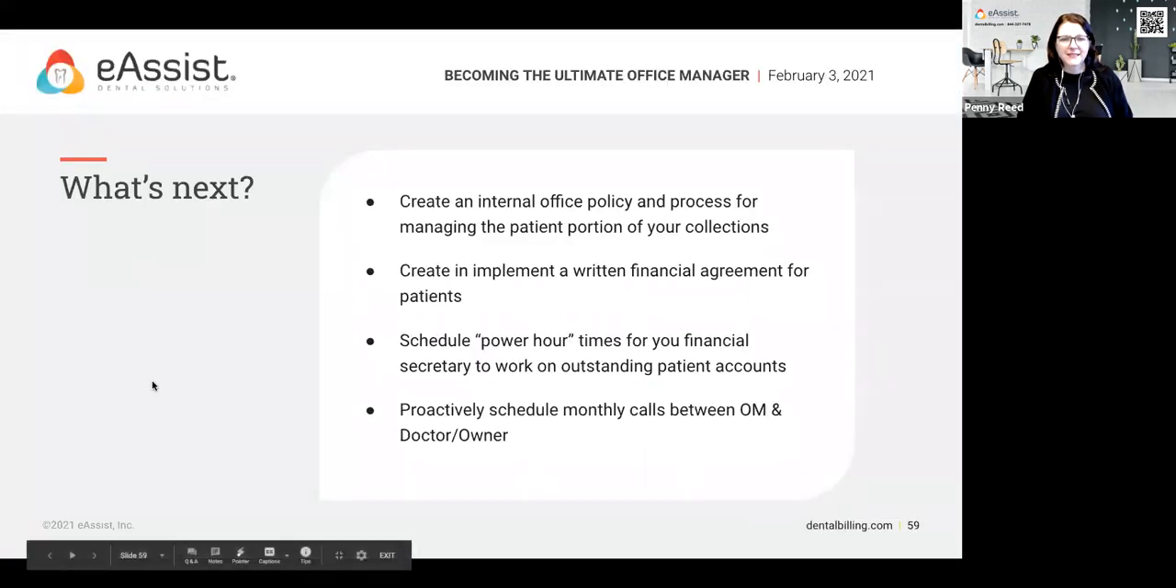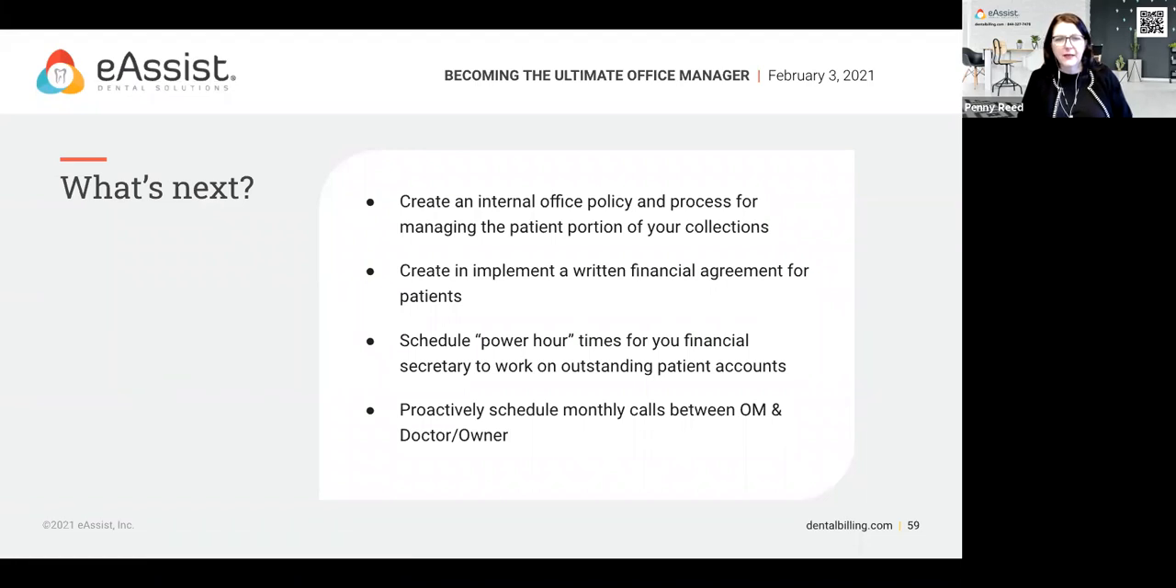So what's next? Here are some takeaways. Create an internal office policy and process for managing the patient portion of your collections. Create and implement a written financial agreement for your patients, and feel free to use our template.